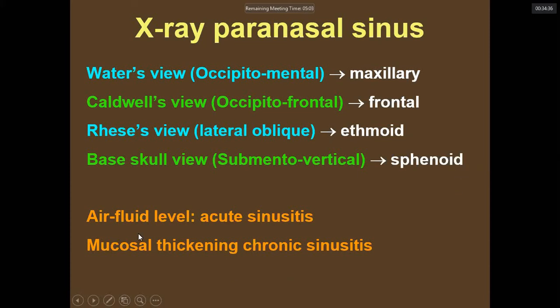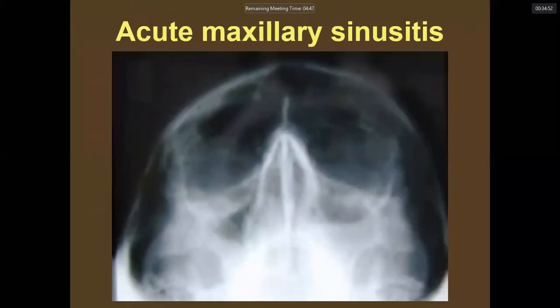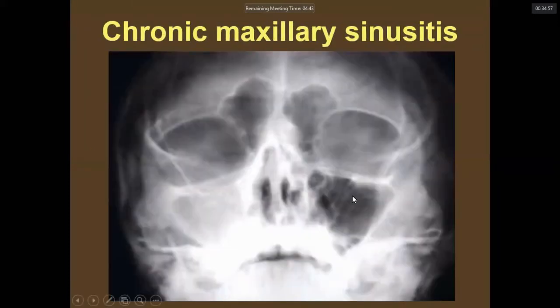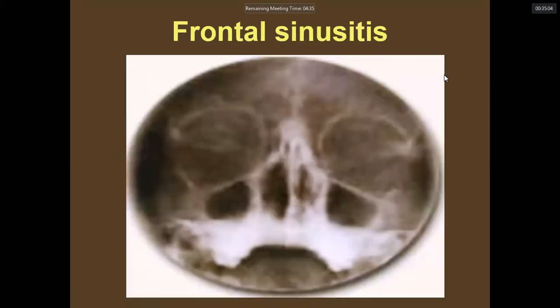If there is an air-fluid level, there is acute sinusitis, and if there is mucosal thickening, it means there is chronic sinusitis, right? Because this can sometimes be difficult, it is better to go for a CT scan. Look here, there is some haziness in the maxillary sinuses. On the left side is normal, on the right side there is haziness. So this is chronic maxillary sinusitis. Look here at the frontal sinuses. These are the ethmoidal cells and the frontal sinus.